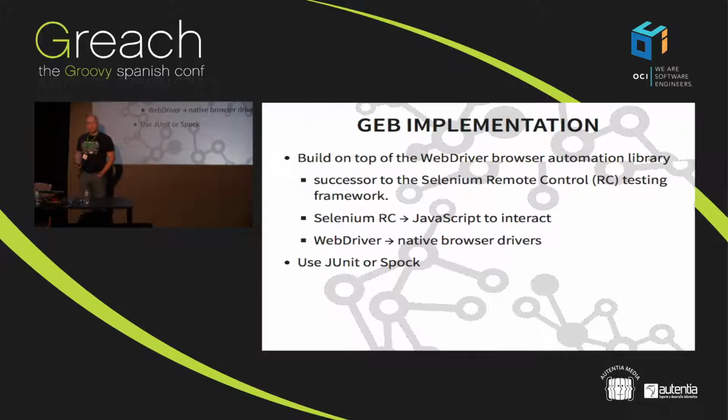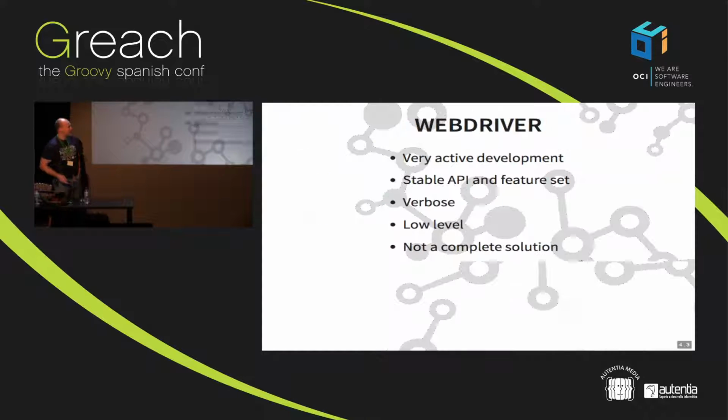So JEB is built on top of WebDriver. WebDriver is a successor to the Selenium remote control testing framework. Selenium remote control used JavaScript to interact with the browser, whereas WebDriver uses native browser implementation. And with JEB, you can use either JUnit or Spock or Cucumber and some of these other things.